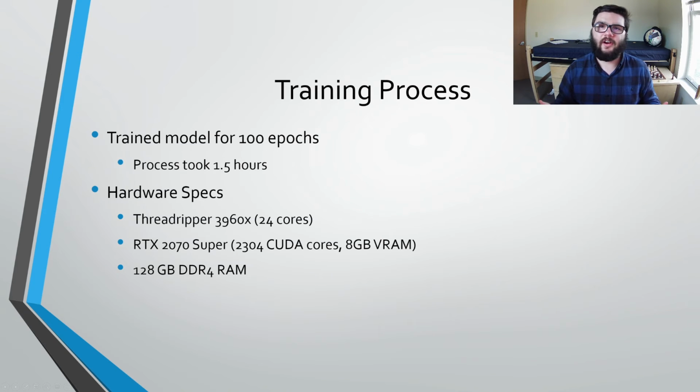So over the course of all of our experiments, we trained each model in a very similar way. So first off, each model went through exactly 100 epochs. That essentially means that the model iterated over all of the images in the training set 100 times. And this process generally took about 1.5 hours on my personal machine. And on that machine, we used a Threadripper 3960X CPU, an RTX 2070 Super GPU, and 128 gigabytes of DDR4 RAM.